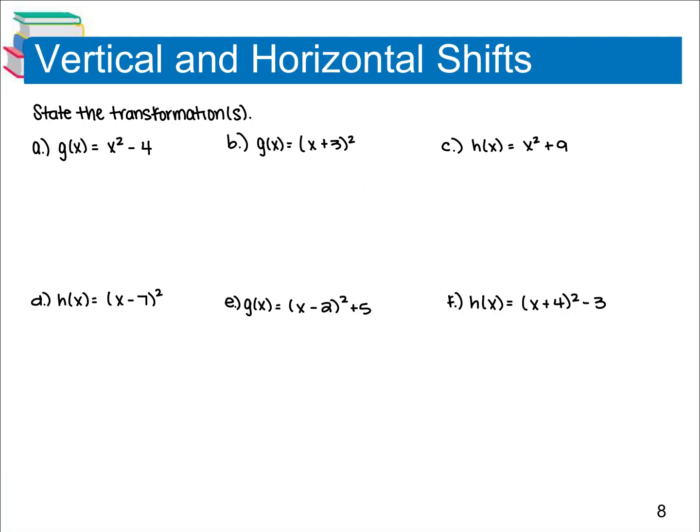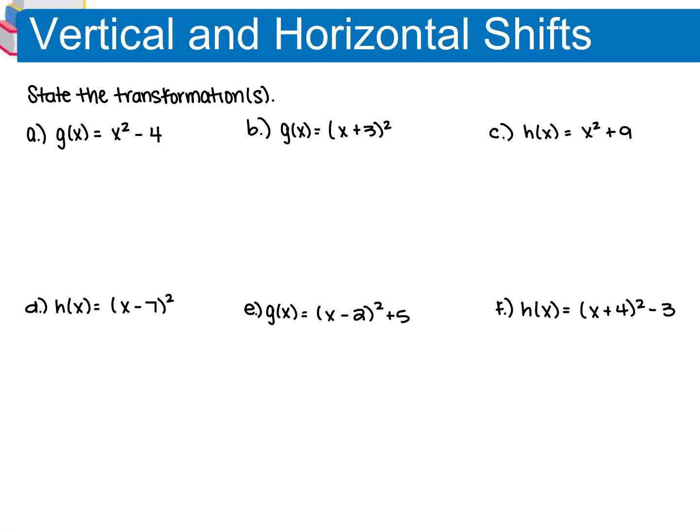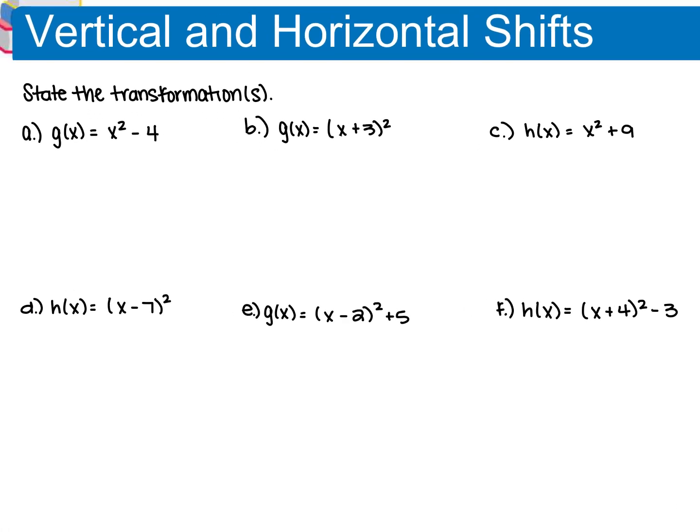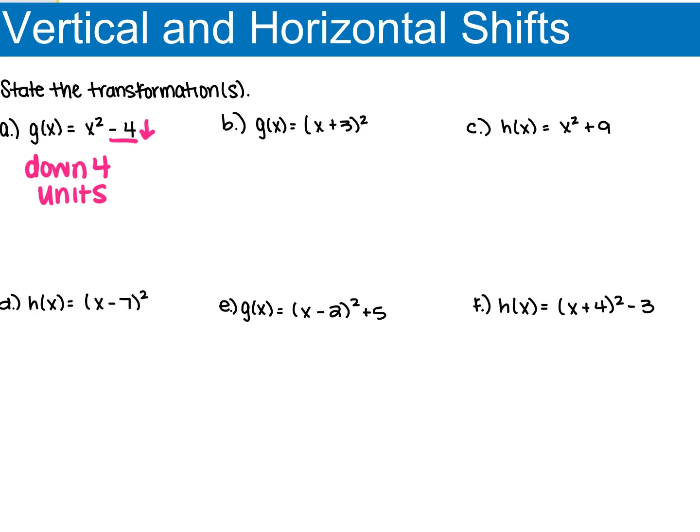If we look at some examples, it just tells us to state the transformations. For example A, we have g of x is equal to x squared minus 4. For this one, we have that minus 4 after the x squared, no parentheses, so we're going down 4 units. For example B, we have g of x is equal to x plus 3 squared. That plus 3 is on the inside of the parentheses, so we want to think opposite. We're going to the left 3 units for this one.